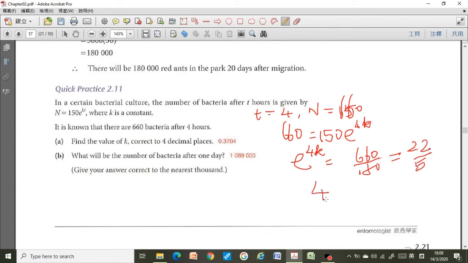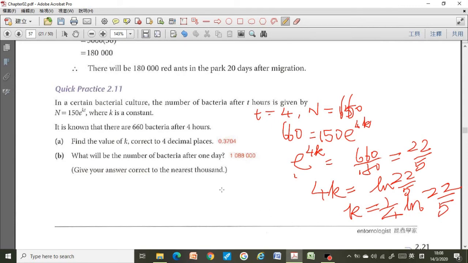So you will get 4k. By taking logarithm, this one will become 4k, and this one is log 22 over 5. And putting the 4 here, you have k equal to 1 over 4 log 22 over 5. It is the k value. And if you press your calculator correct to 4 decimal places, you will get 0.3704. In the DSE, M1 always takes 4 decimal places.